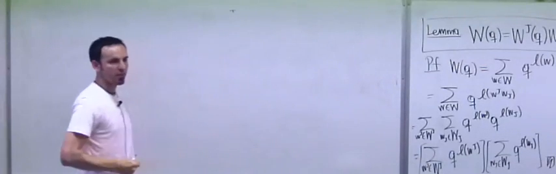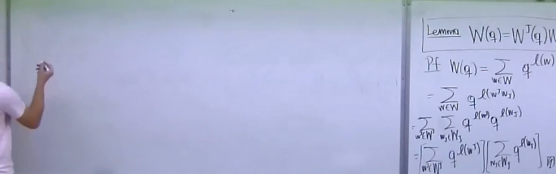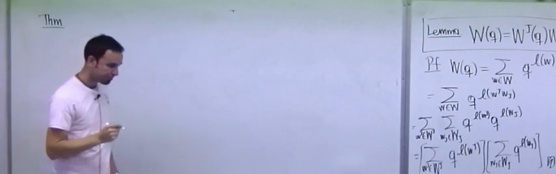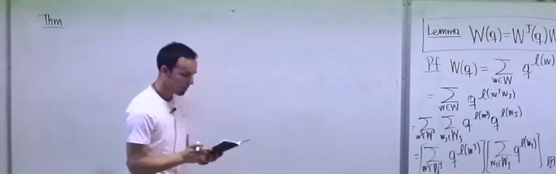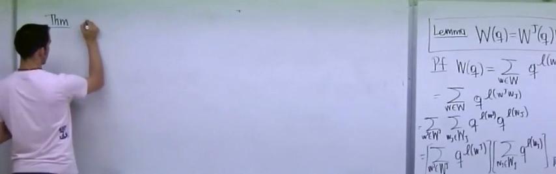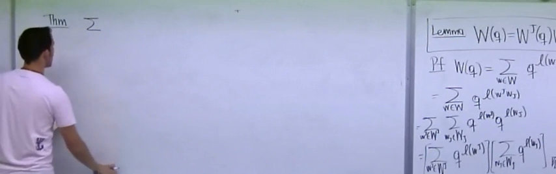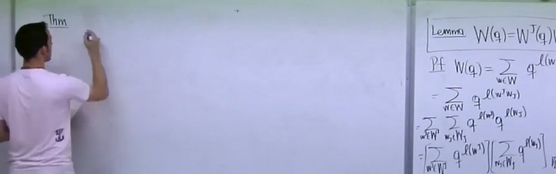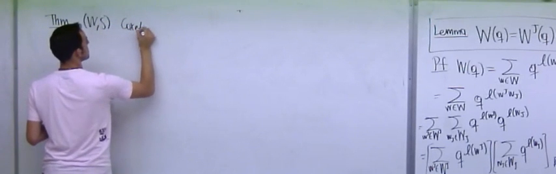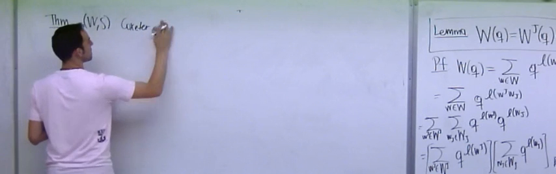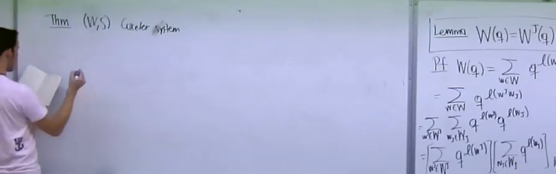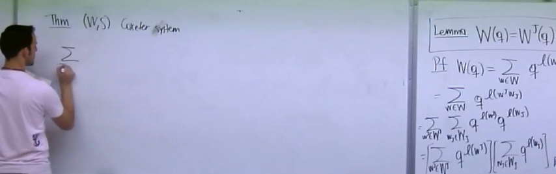So how do you deal with infinite ones then? So here's a theorem. Here's a theorem that allows you to compute the Hilbert series for any Coxeter group. So you start with some Coxeter group W comma S, Coxeter system. So let me first write the formula, and then I'll tell you how to use it to compute.